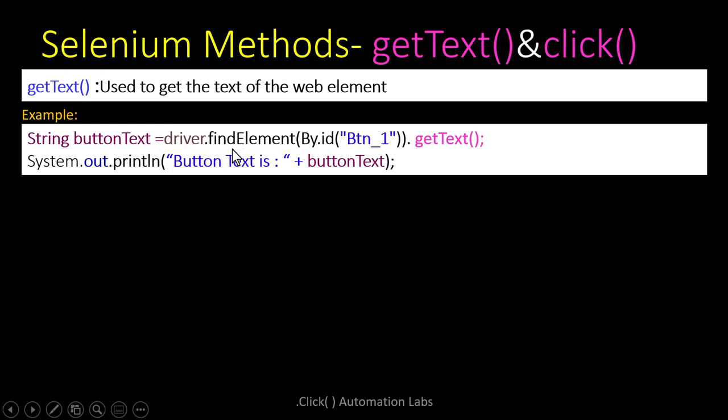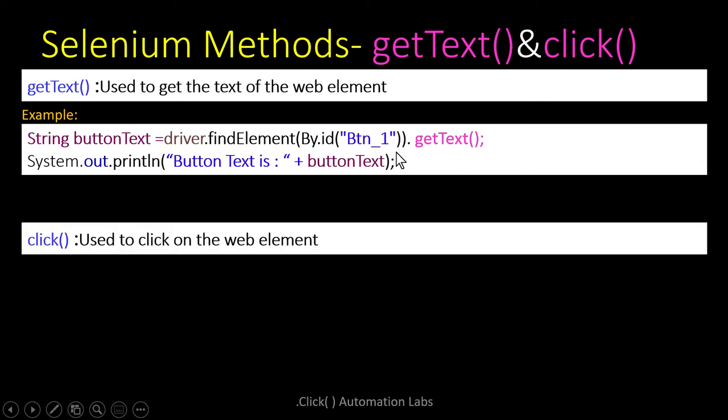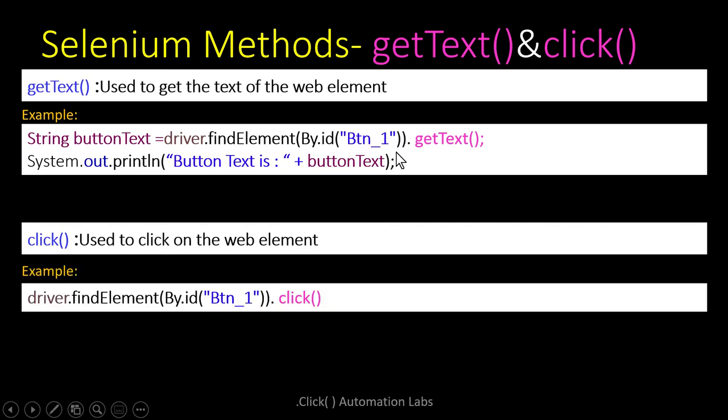You write code to identify the button, and getText is used to get the text. This is a concatenation operator, meaning this is a text and this is a variable value. So I used plus button text so that it would be printed to your console. And the next is click. The click method is used to click on any web element, not only buttons, but sometimes hyperlinks, checkboxes, radio buttons. So click is a common keyword which can be used to click on any web element.